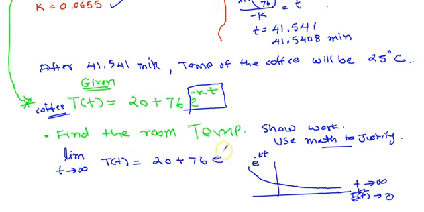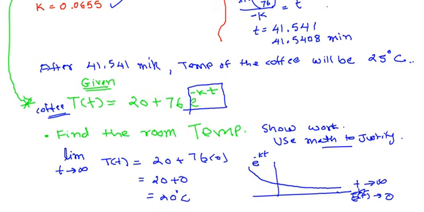Sometimes students substitute infinity here, negative k times infinity. Now, infinity is not a real number, and that's the whole reason we are using a limit statement. So you should never substitute infinity here, but you should use the limit. By looking at this, as t approaches infinity, the whole thing becomes 0, and this is 76 times 0. The limit statement is the math we are looking for, and that will give you 20 plus 0, which is 20 degrees centigrade. That means room temperature was 20 degrees centigrade.